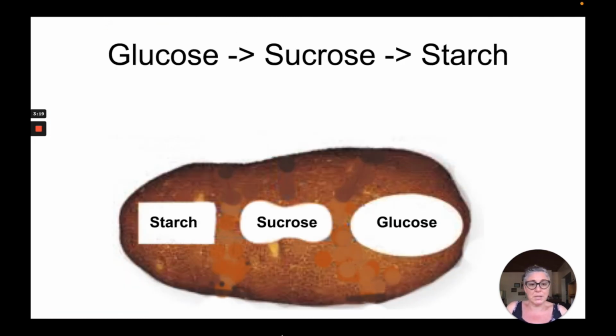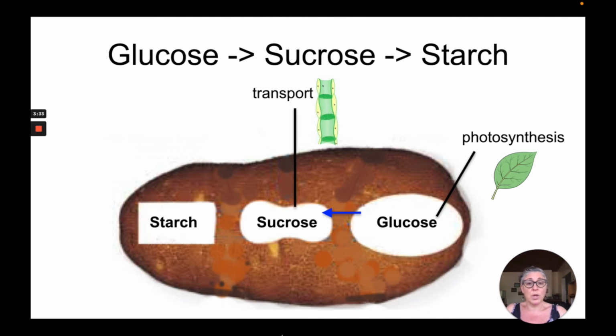So how does this whole process work? Let's just put it all together from glucose to sucrose to starch. Glucose is produced in a leaf through photosynthesis. It is converted into sucrose so that it can be transported through the phloem, which then it will be converted into starch, so it will be stored in the root or the modified stem as a tuber. So that is from glucose to starch.